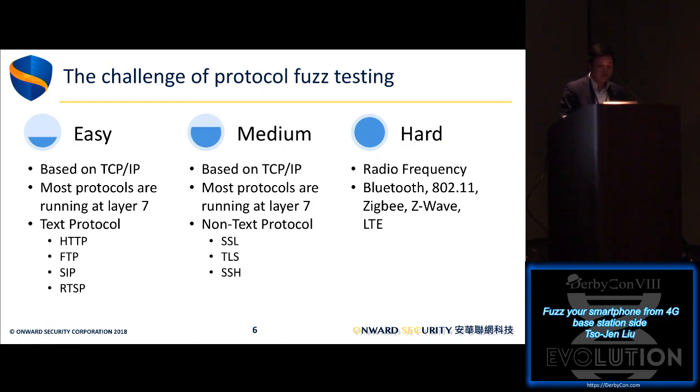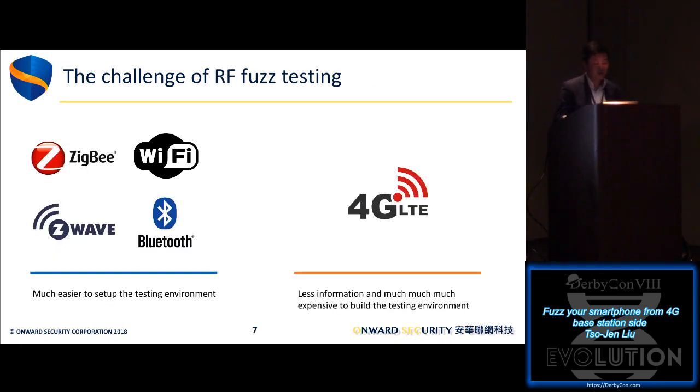But for some protocols like radio frequency, Bluetooth, ZigBee, Z-Wave, or the cellular network, it is very hard to do fuzzing testing because you have to do a lot of work on how they work and how they transfer the data to the target. Sometimes you may need special and customized software and hardware to do the fuzz testing for this kind of radio frequency or cellular network.